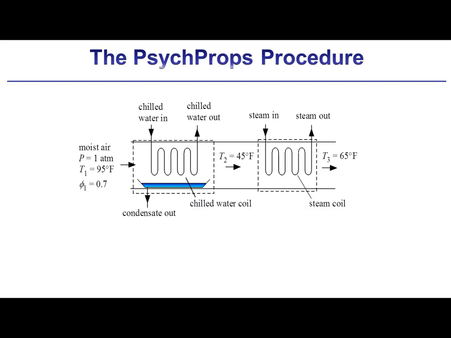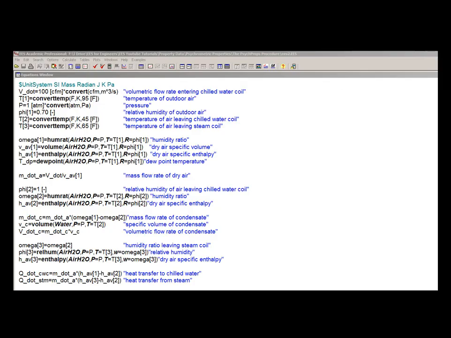In order to illustrate the use of the PsychProps procedure, let's modify the example EES program developed in an earlier video to simulate this system. So here we separately use the functions humrat, volume, enthalpy, and dewpoint to determine these different properties at state 1. The PsychProps procedure allows us to replace these 4 lines of code with a single line.